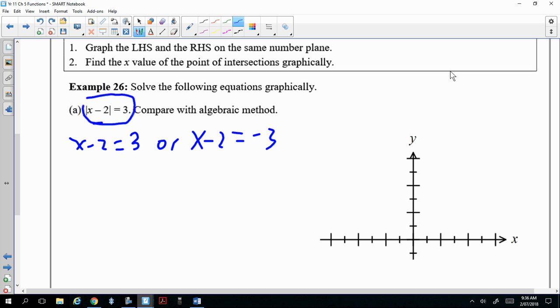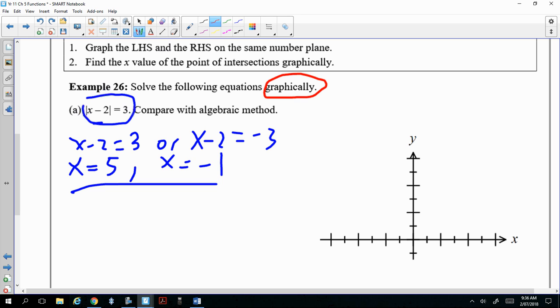How do we do it graphically? To do it graphically is to draw. Graphically, it will look like this. You write absolute value of x minus 2 equals y, and y equals 3. So you draw both the left side and the right side on the same number plane.